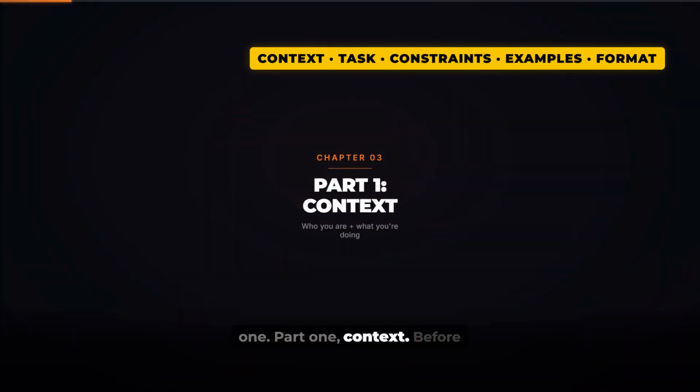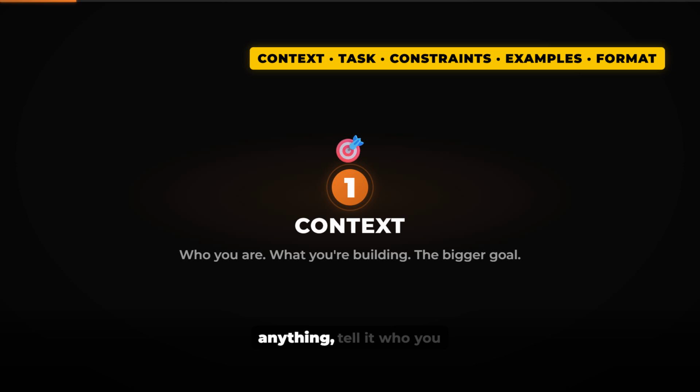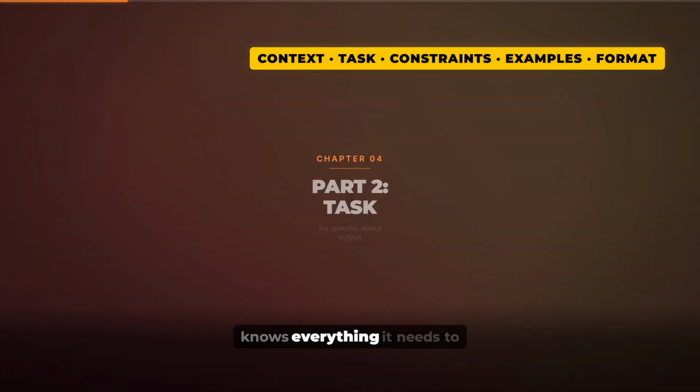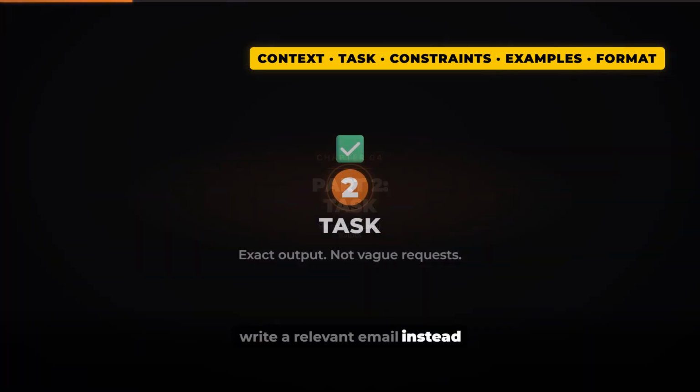Part 1: Context. Before you ask Claude to do anything, tell it who you are, what you're working on, and what the bigger goal is. 2 or 3 sentences max. For example, if you want Claude to write a marketing email, do not say "write me a marketing email." Instead, say "I run a B2B SaaS tool for small dental practices. We are about to launch a new feature that lets owners see real-time revenue. I want to email our existing 400 customers to announce it." Now Claude knows everything it needs to write a relevant email, instead of a generic one.